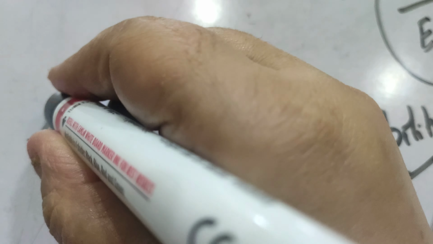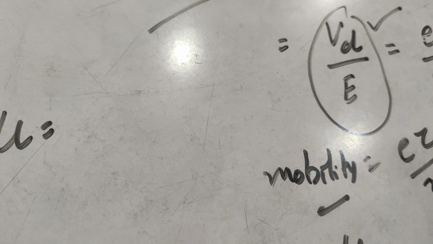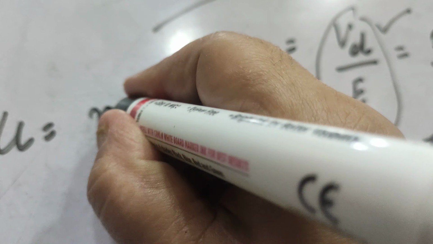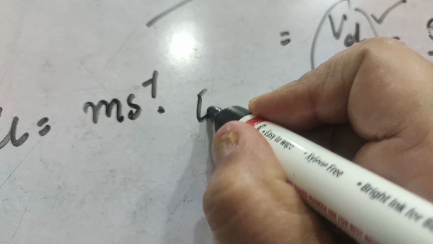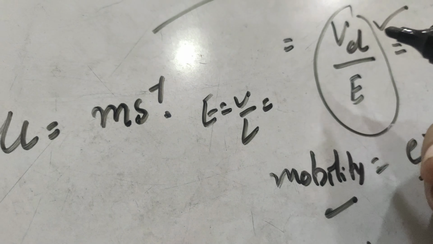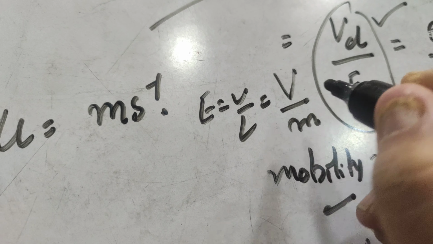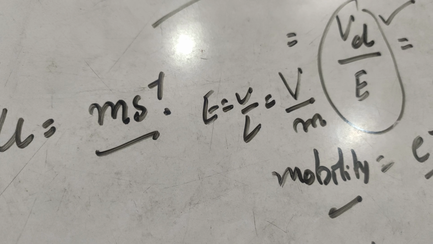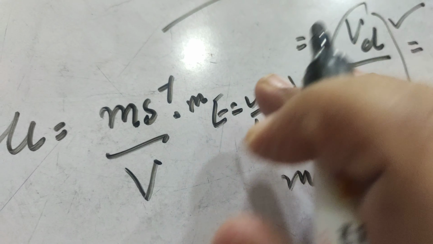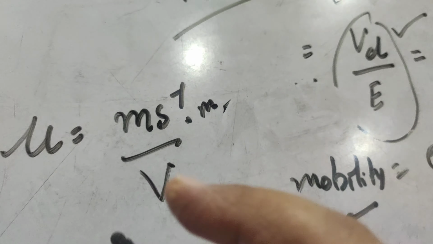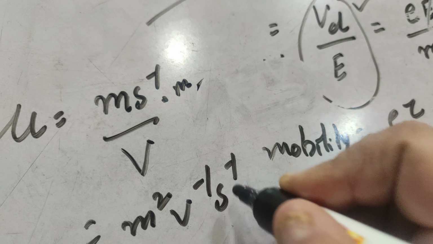The unit for mobility mu: the drift velocity is actually equal to velocity and is measured in meter per second. And electric field, we know, is equal to V by L. V is potential difference, measured in volt, and length is measured in meter. So putting this value, we will get volt upon meter, right? So in this case, what we will get is meter square per volt per second.